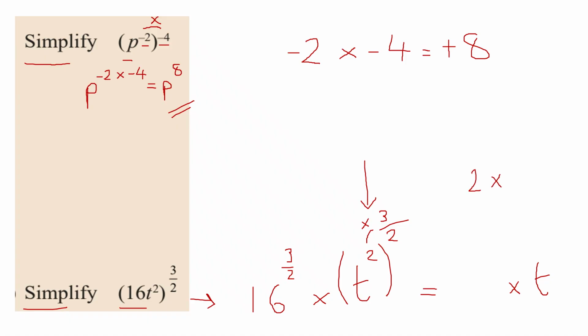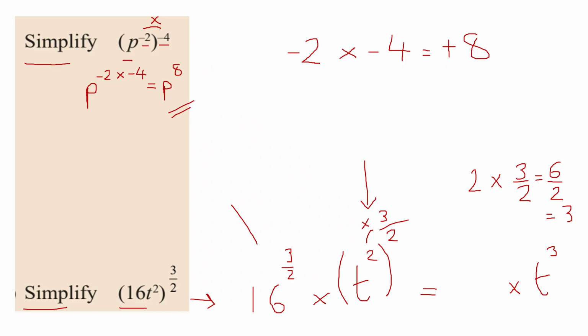So 2 times 3 halves. That makes 6 halves, which is equal to 3, because we have 6 over 2. So 6 divided by 2 is just 3. So we're multiplying it by t cubed, or t to the power of 3.